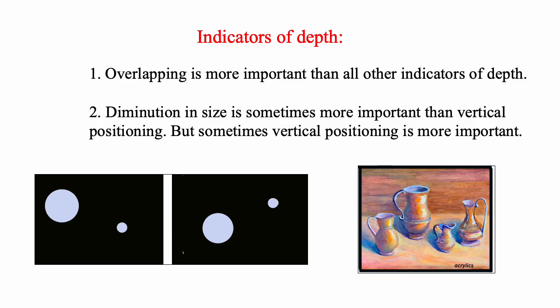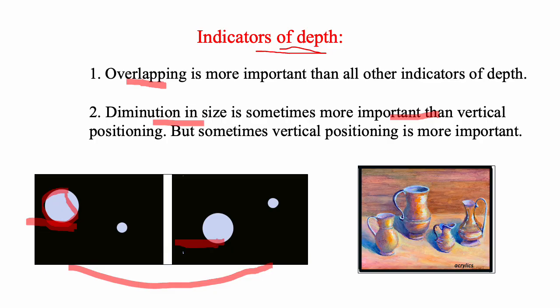So let's see if we can rank these indicators of depth in terms of which one is more important. Overlapping is more important than any other indicator of depth. What about diminution in size and vertical position? Here, I showed you that diminution in size is more important. This big one is in front of the little one, even though it's higher on the page here and lower on the page over here. So size matters in this case.